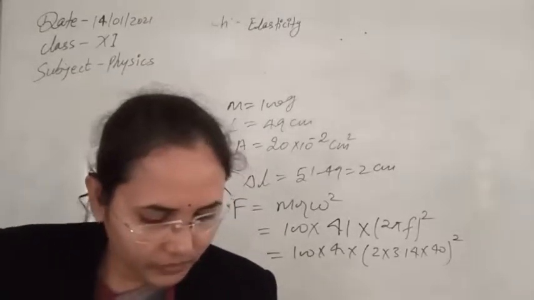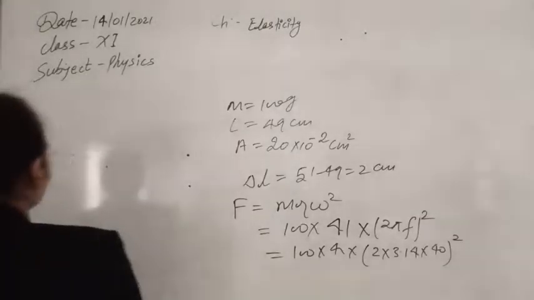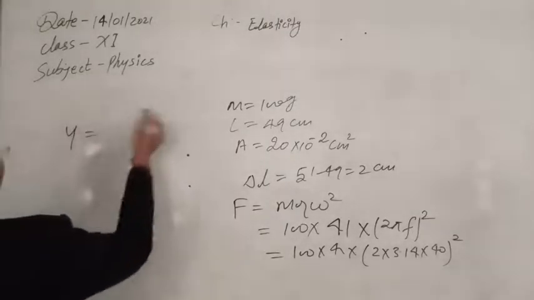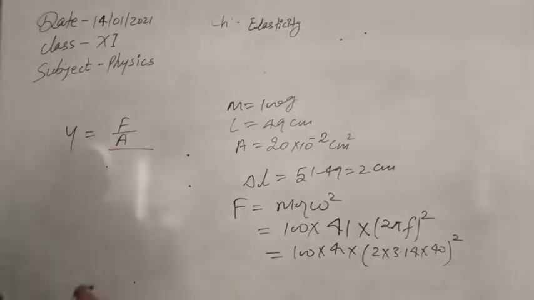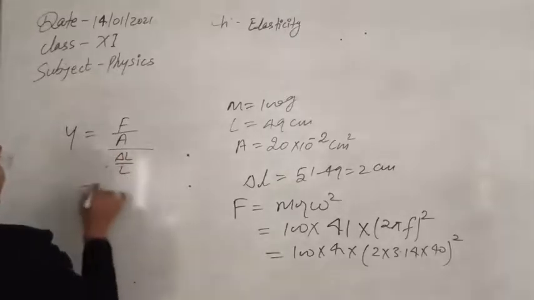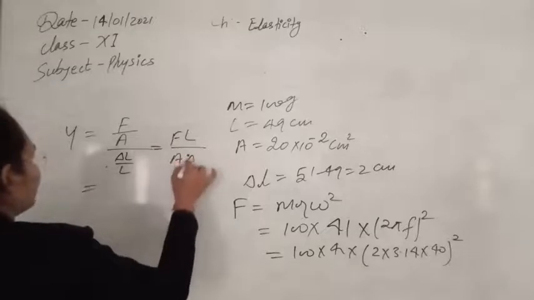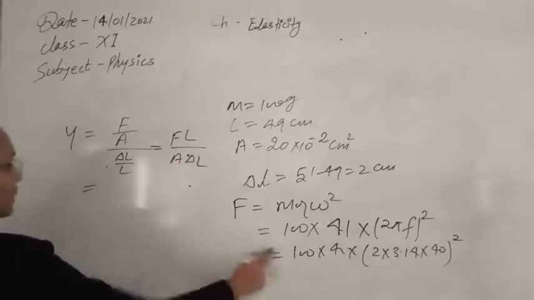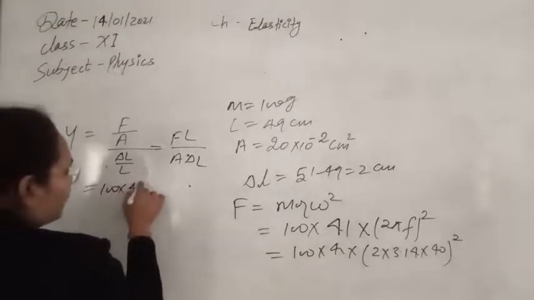After this, the question is: what is the Young's modulus of the rubber? As we know, Young's modulus is equal to stress upon strain, and stress is force per unit area. Strain is change in length upon original length. So we can also write this equation as F L upon A delta L.